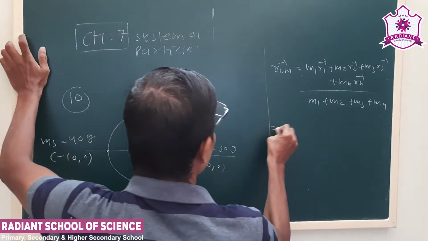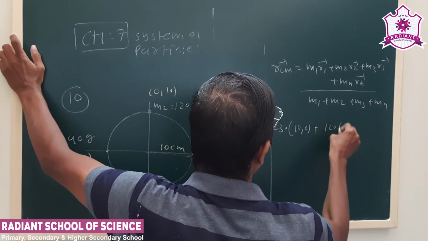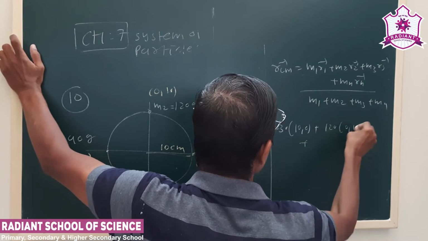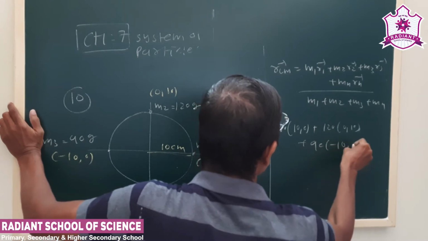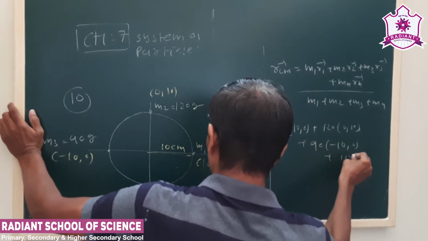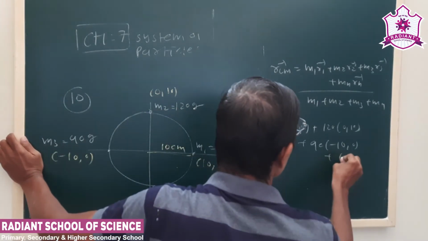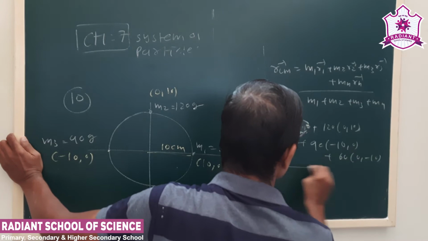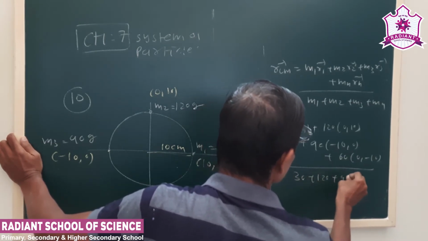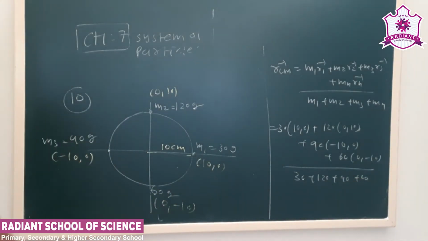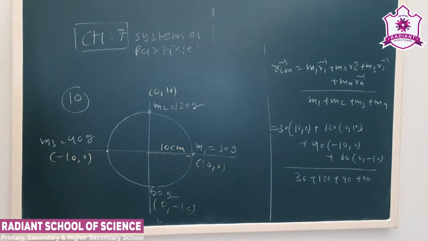So now we can write 30 into coordinate (10, 0) plus 120 into (0, 10) plus 90 into (-10, 0) plus 60 gram. Okay, sorry, 60 gram here. Okay, 30 plus 120 plus. Now see, 4 particles: 30 gram, 120 gram, 90 gram and 60 gram. See, the radius is 10 centimeter.